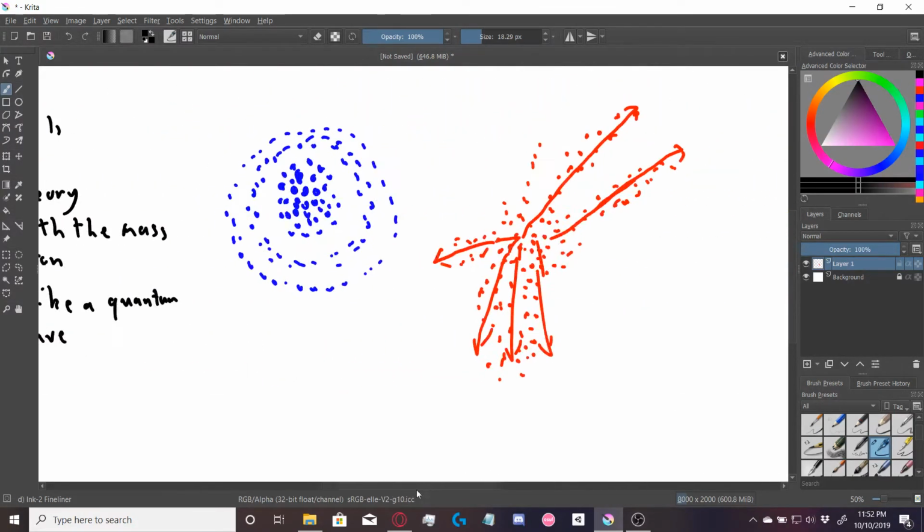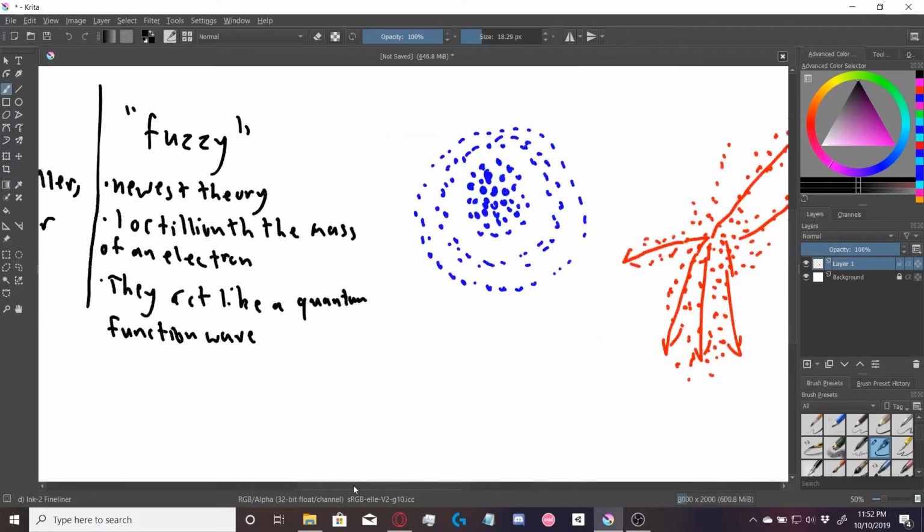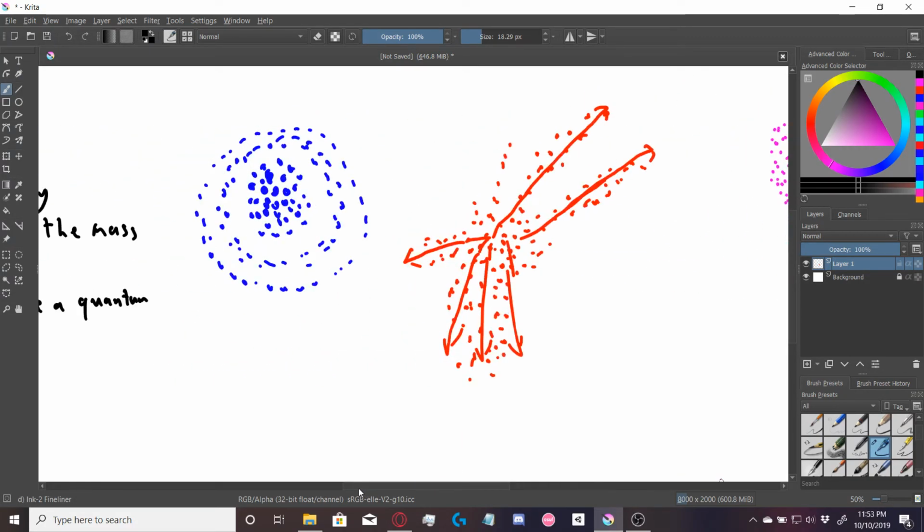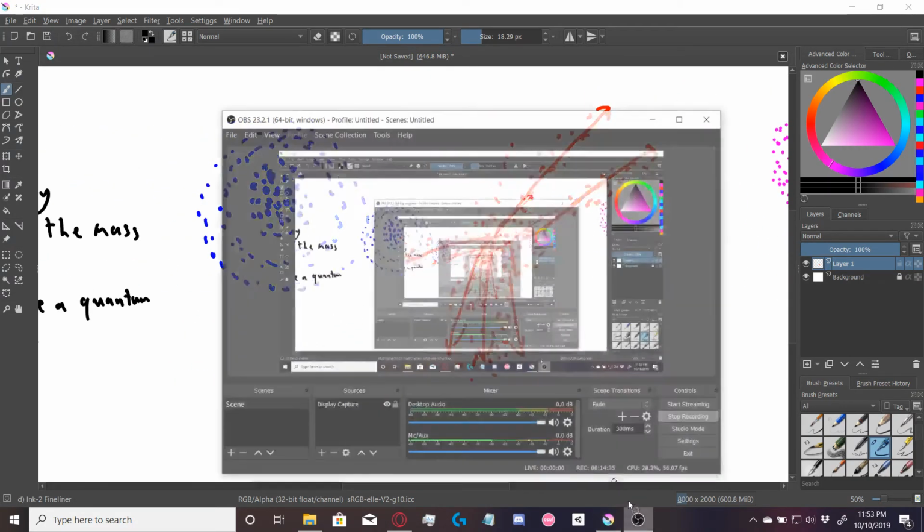So that would be it for my questions here on dark matter, fuzzy dark matter, and this article. So thank you, and that should be it for me.